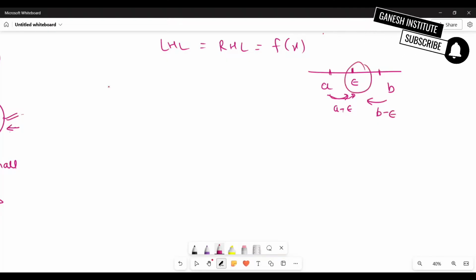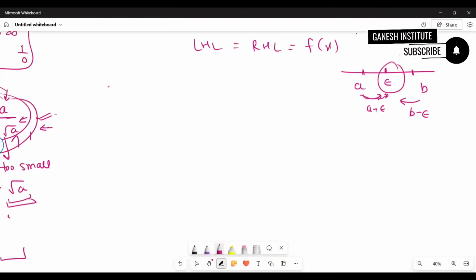So epsilon is a neighborhood, because there's an upper and a lower bound. We have the neighborhood, wherein it is a very small collection, but yes, this is a range that has smaller values, wherein the LHL and RHL, the left hand limit and right hand limit, are getting satisfied.